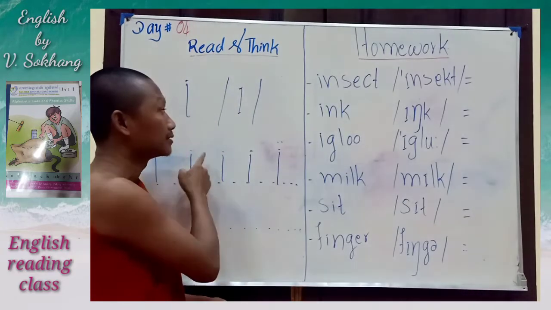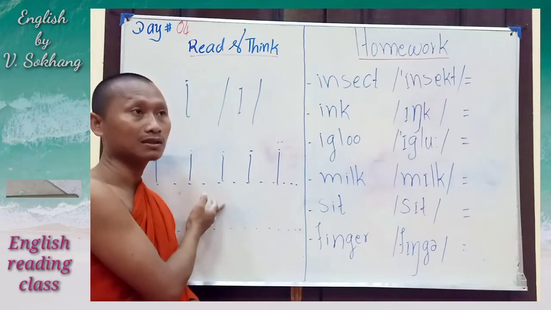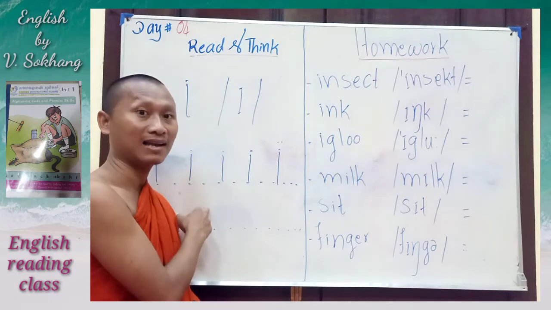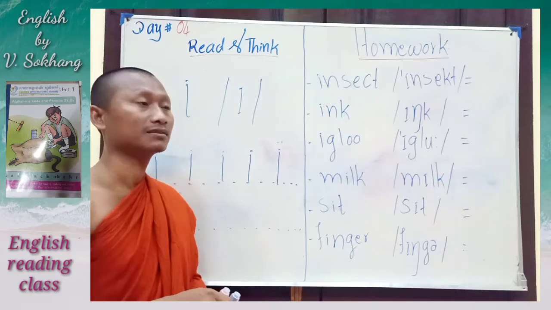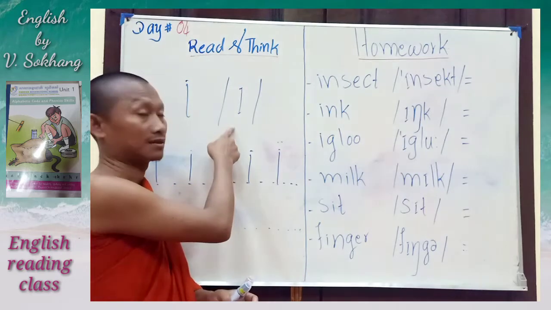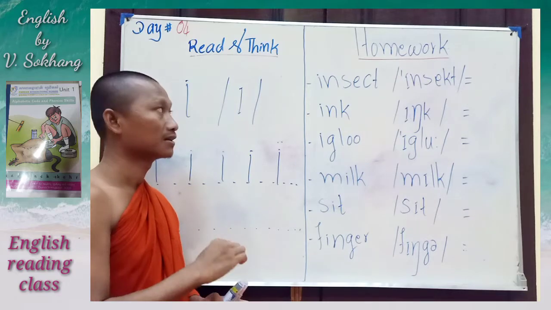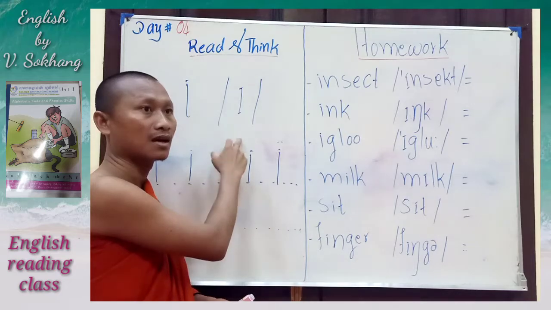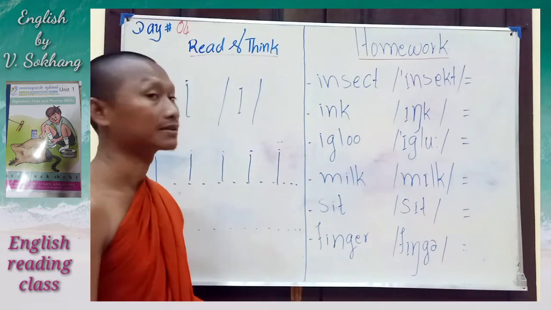Okay, this is a vowel. Okay, I, but we pronounce it here. Okay, e, yes, e. Example.